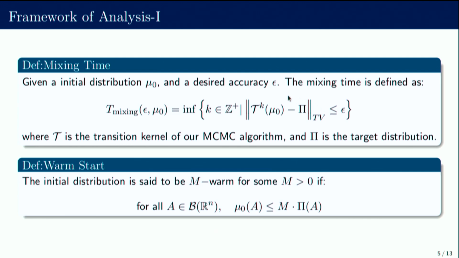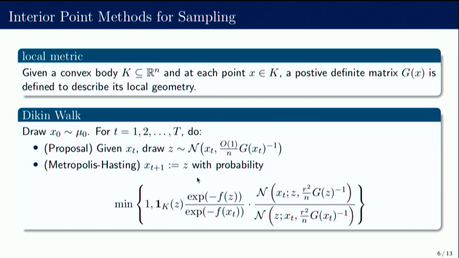And this is our framework. We measure our mixing time by TV distance. Basically, it is the smallest number of steps such that after these steps, our distribution is epsilon close in terms of TV distance to the stationary distribution. We also assume a warm start, which means we get a not-so-bad initial distribution, where mu0(A) is upper bounded by M times the target distribution of A.